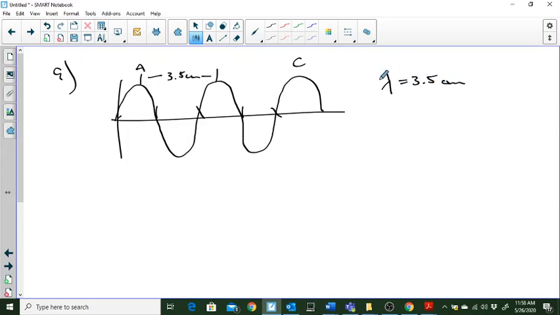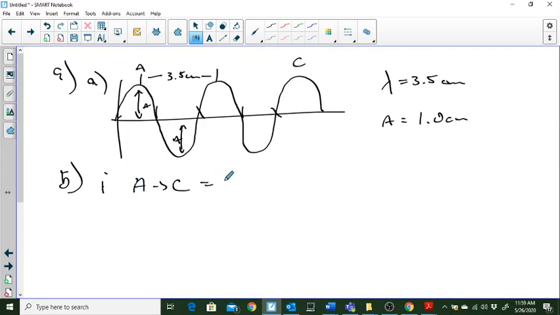And then it says the amplitude. And so we measure the amplitude from here to here, or from here to here, and it's 1.0 centimeters. Now B. This was A. This is now B. And it says B1, what is the speed of the wave? So from A to C is equal to 7.5 centimeters.